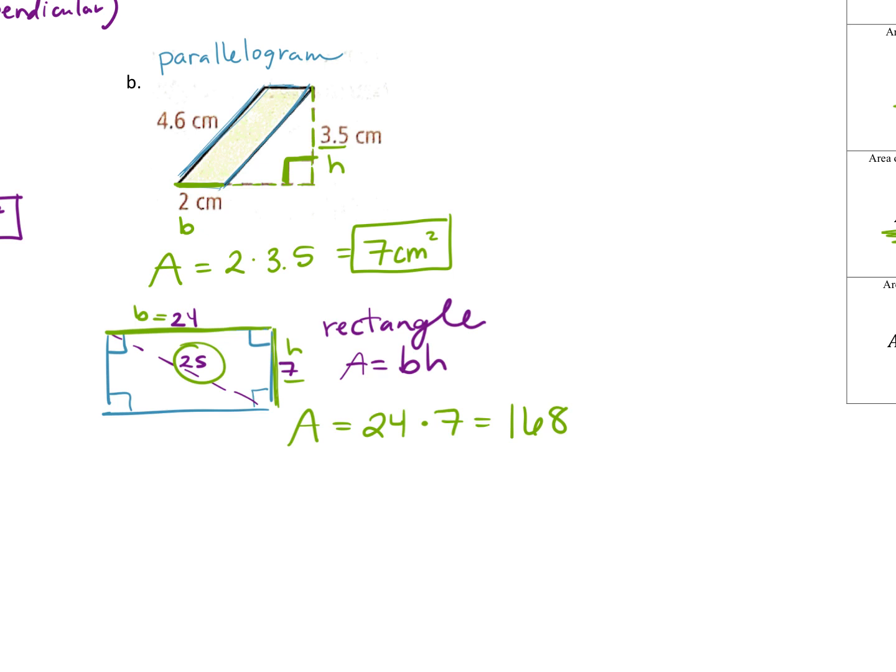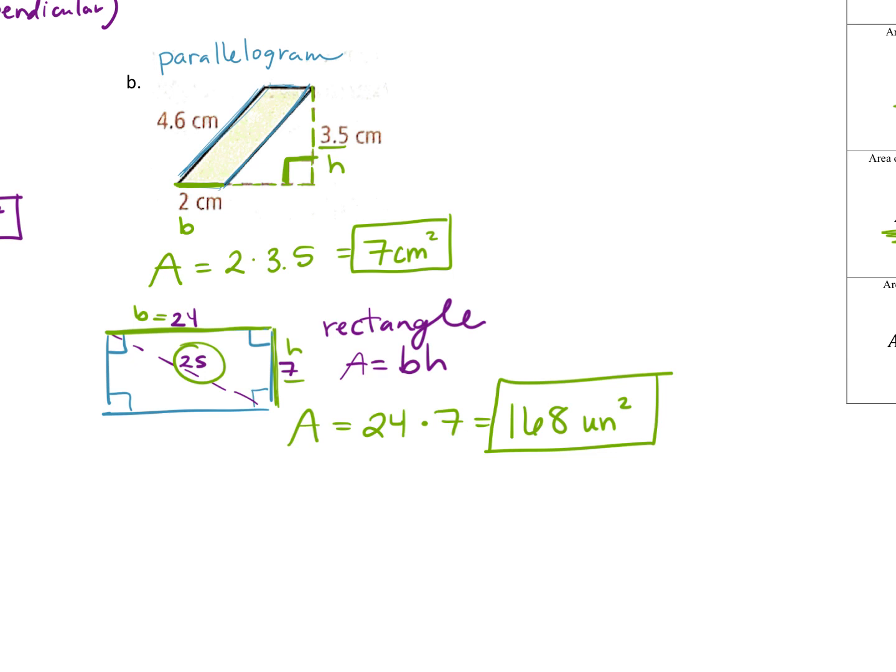Okay. If ever they don't give you units, you're just going to label it U N for units squared. If they don't tell you inches or centimeters or feet, just put U N for units. Good on that?